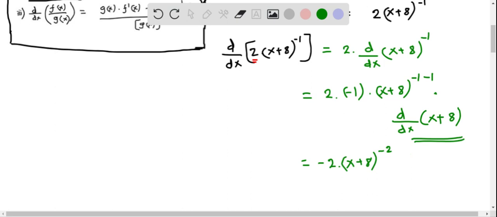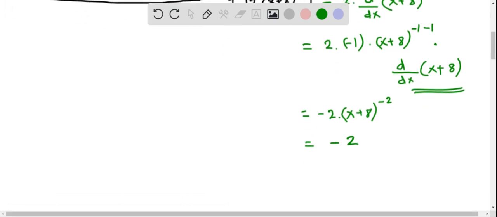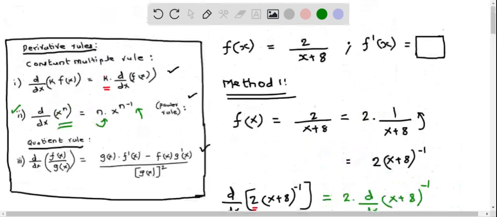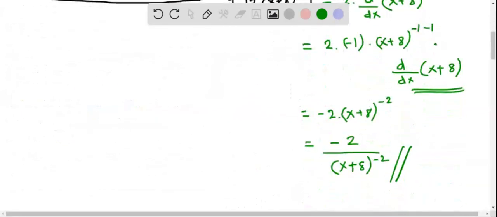So we can simply write this as minus 2 times (x plus 8) raised to the power of minus 2. Now this can be written in the positive powers of x plus 8. So the better format to write this is minus 2 divided by (x plus 8) raised to the power of minus 2. So this is the derivative of the given function f of x equal to 2 over x plus 8.